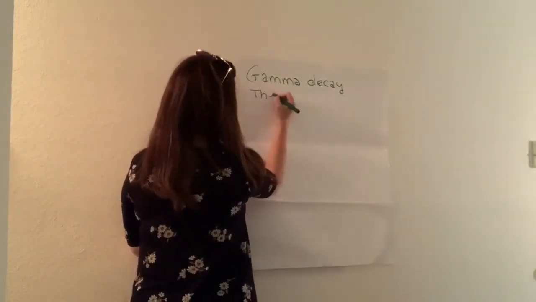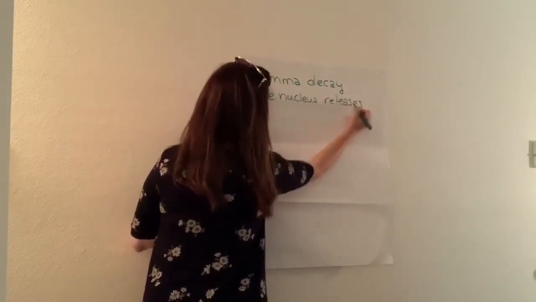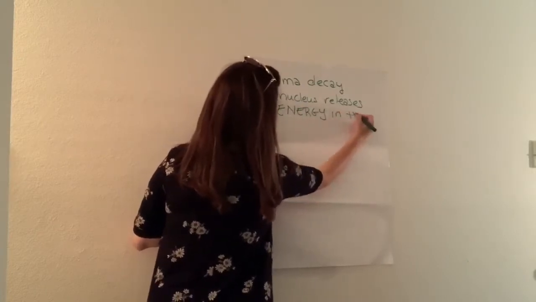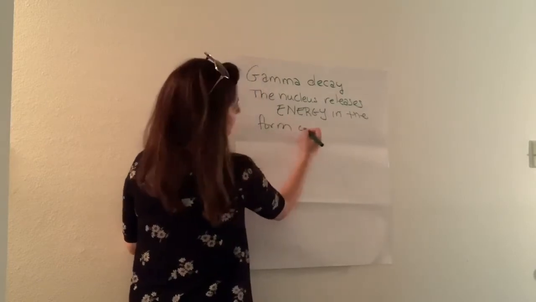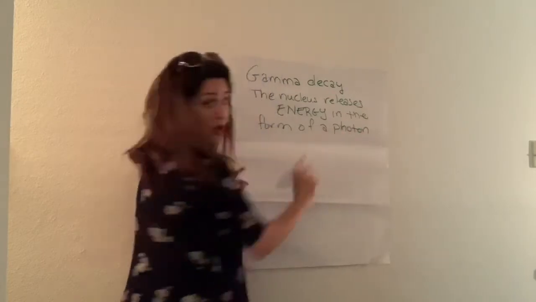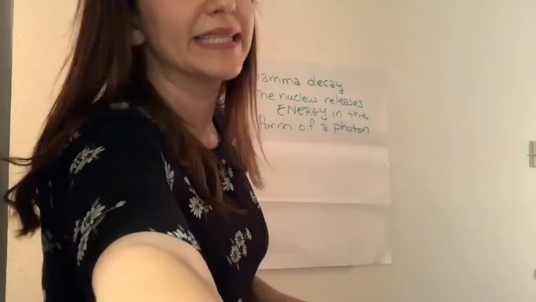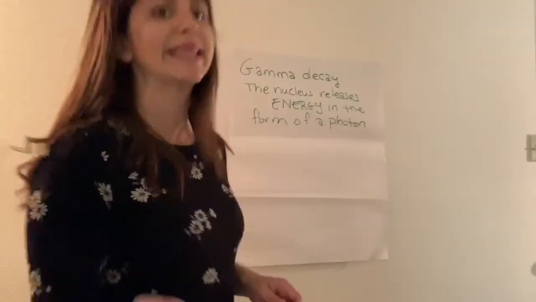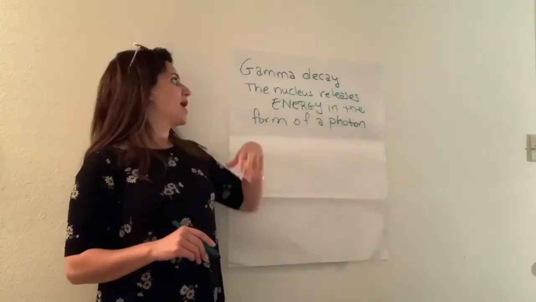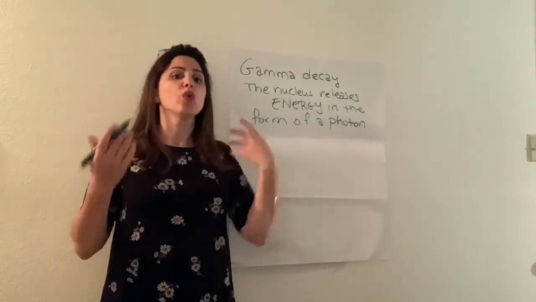So the nucleus releases energy in the form of a photon. Not a proton, don't get it confused, not a proton, a photon. So the nucleus is going to undergo gamma decay, and it's going to release what's called just a form of energy, which we know is a photon.